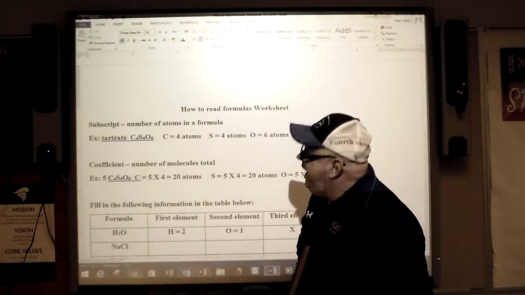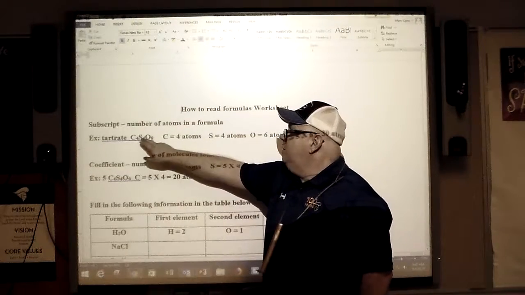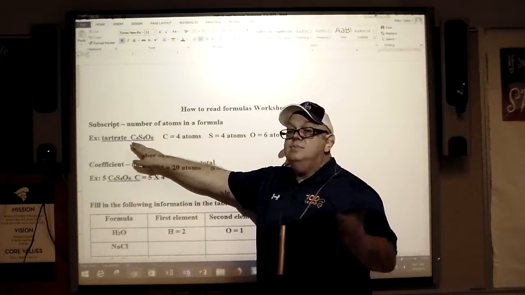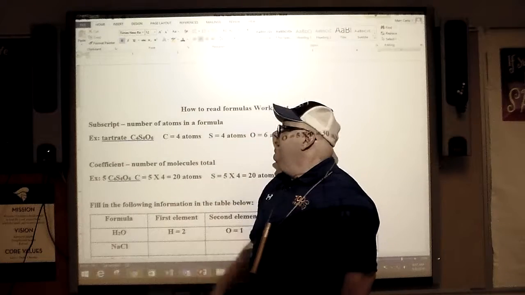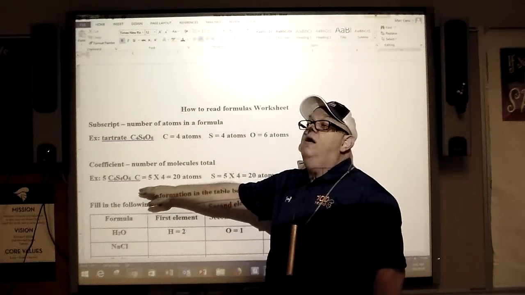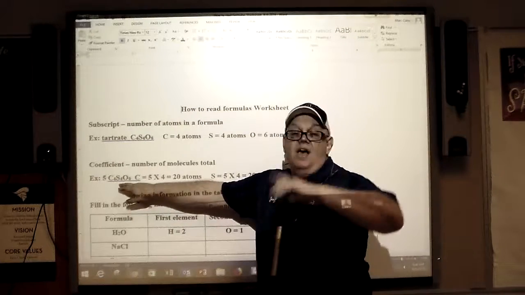So, recapping, how to read a formula. You have 2 numbers. The ones on the bottom like this are called subscripts. They tell us how many atoms there are in a molecule. The second one is the coefficient. That's the big number in front of the whole formula, and that tells us how many molecules of that formula we have.